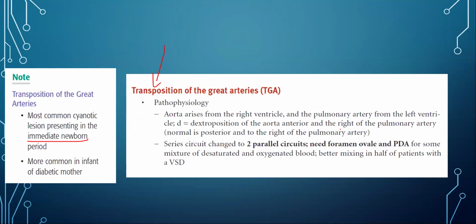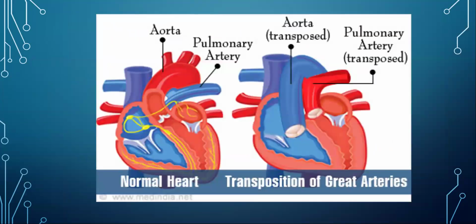And we know that the aorta should come from the left heart, and the pulmonary artery will come from the right heart. But if they change their position, such as the pulmonary artery arising from the left heart and the aorta arising from the right heart, that's called transposition of the great arteries. What is the problem with this, guys?